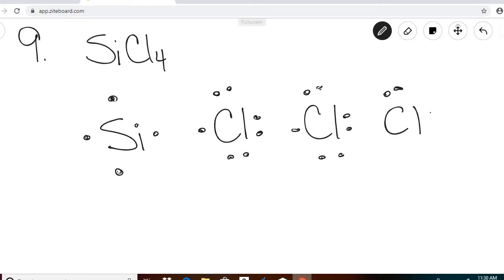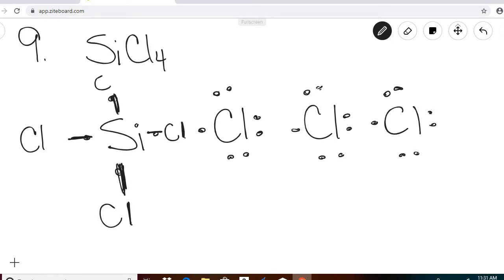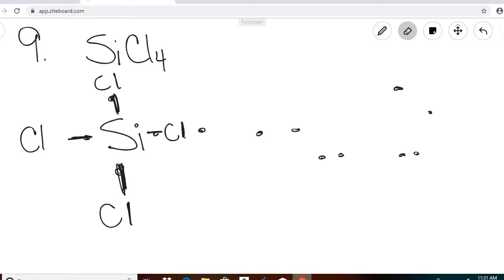So you should begin noticing now that there's 4 chlorines, each with an unpaired electron, and silicon has 4 unpaired electrons. So we would just pair each of those chlorines with the unpaired electron on the silicon. Okay, so that's what the Lewis structure would look like.